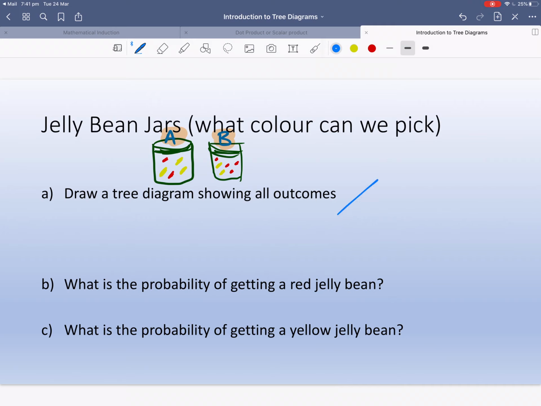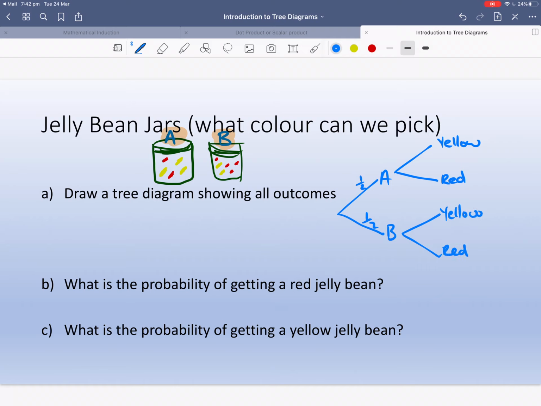I'll do it up here. So A or B. Now this is a 50-50 chance. So we're going to say a half and a half. Okay. Now the next thing is that we can get, from jar A, we can get yellow or red jelly beans, and from jar B we can get yellow or red.